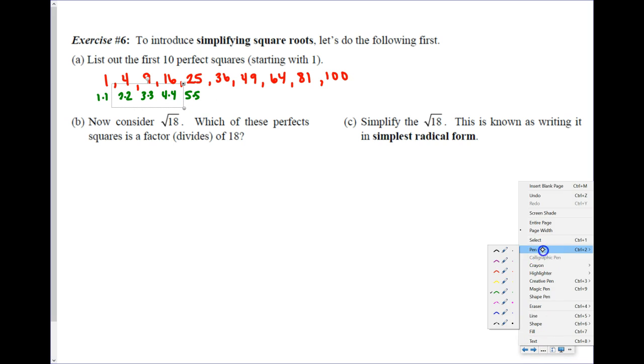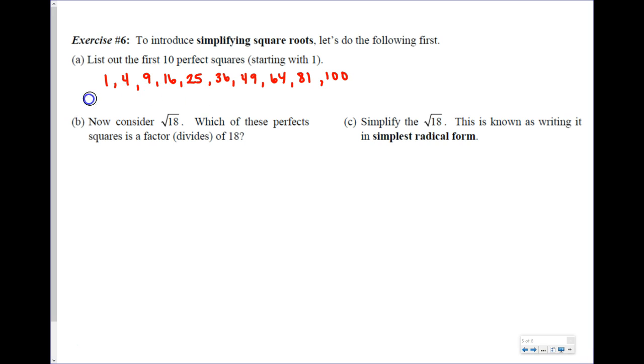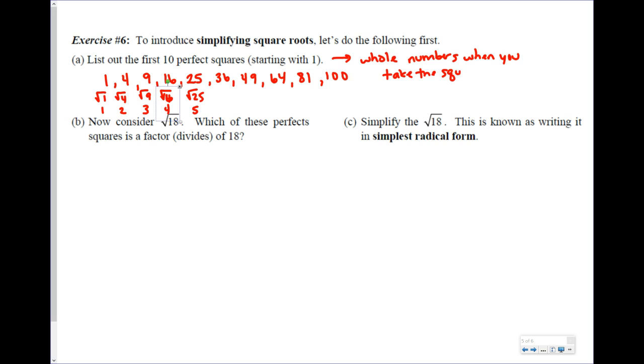Another way to think about this, and I think I'd rather explain it this way, is for all of these numbers we have, if I take the square root of them, I will get a whole number. If I take the square root of 4, I get 2. If I take the square root of 9, I get 3. If I take the square root of 16, I get 4, and so forth. All of these come out to whole numbers when you take the square root. Now, on a standardized test, let's say that we have this one right here, letter B.